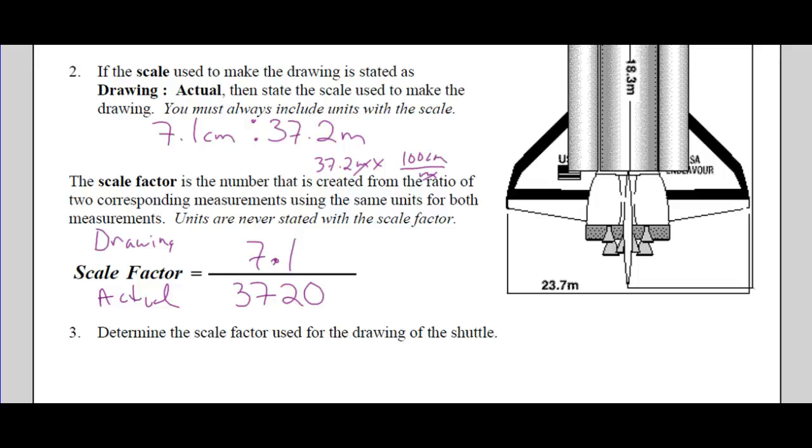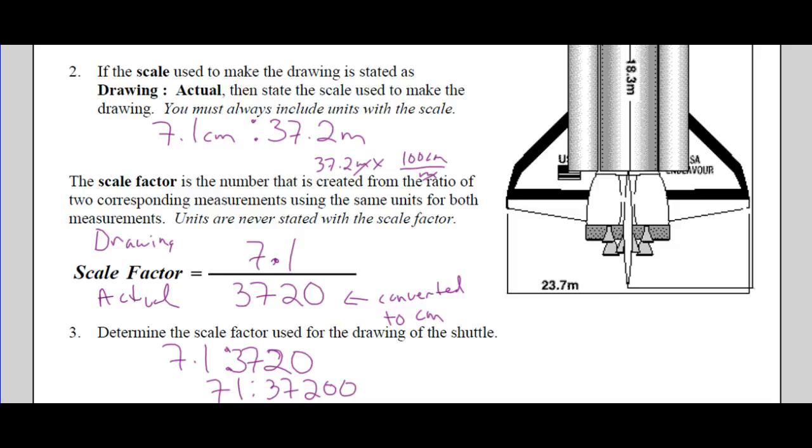So this has to be converted to centimeters. Determine the scale factor used for the drawing of the shuttle. We'd say 7.1 to 3720, or 71. If you don't want to leave a decimal in there, you can multiply both sides by 10. They're in the same units now, so it doesn't matter.